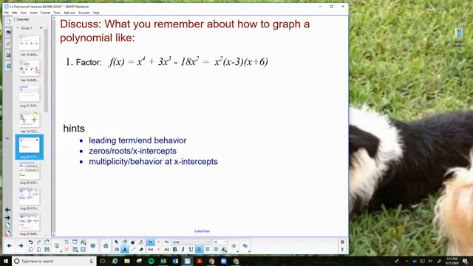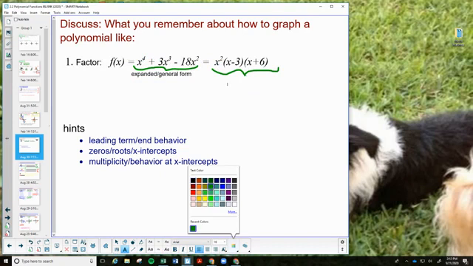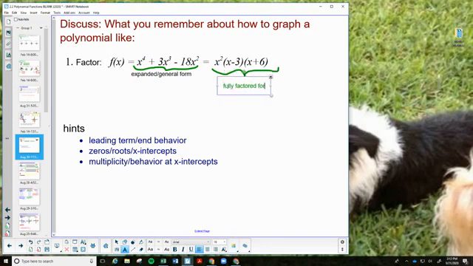Well, let's first of all remind ourselves we've been given two different forms of the equation here. This form here is expanded or general form, when it's all written out as separate terms. And this form here, what we have been given, is in fully factored form.